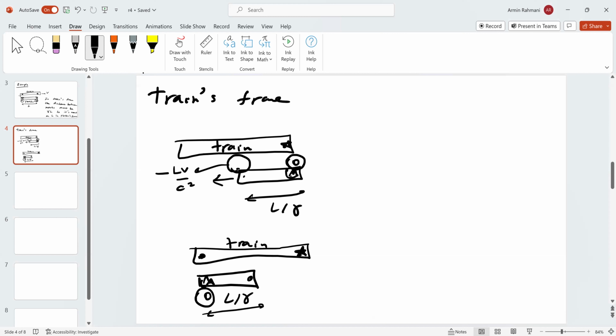Now we have to see what this distance is from here to here, right? With velocity v, the back of the train has now moved by some distance and is separated from the mark on the train. So let's see how we can figure that out.